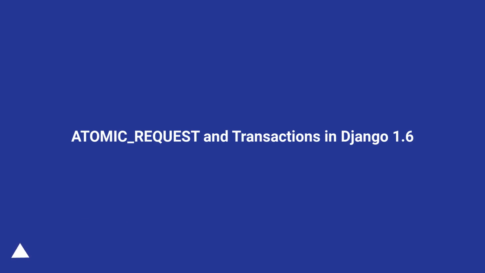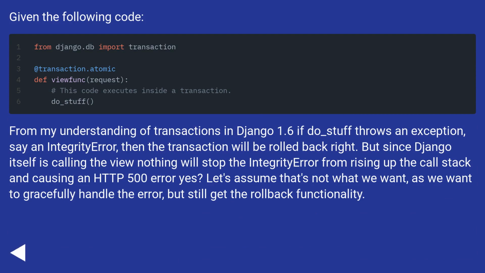atomic_request and transactions in Django 1.6. Given the following code, from my understanding of transactions in Django 1.6, if do_stuff throws an exception, say an integrity error, then the transaction will be rolled back, right?